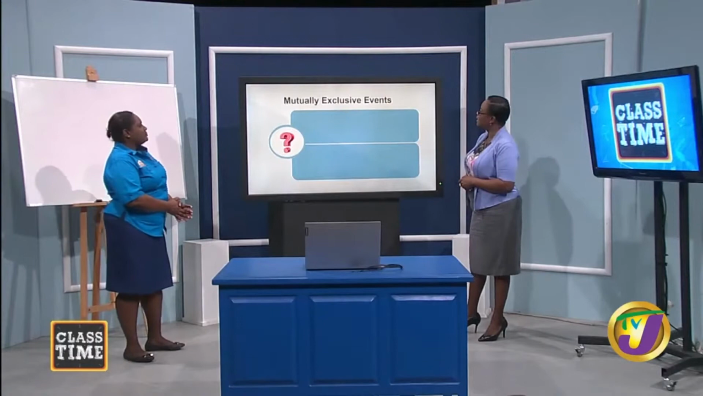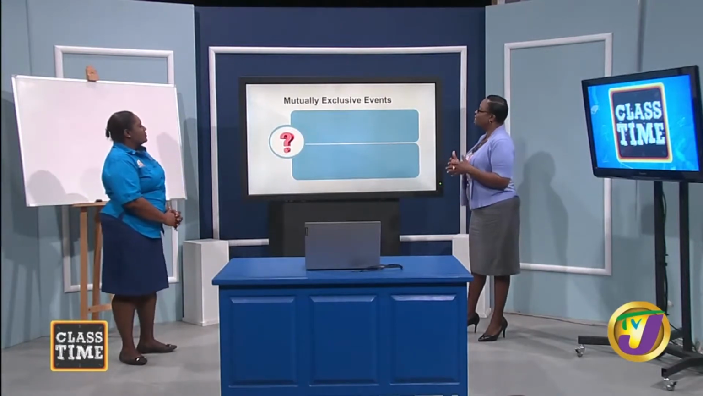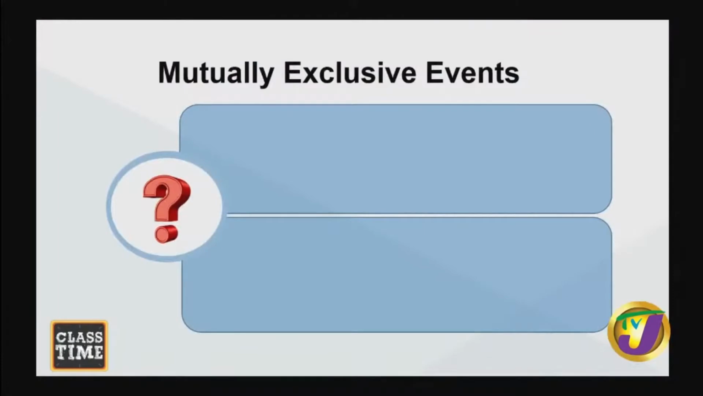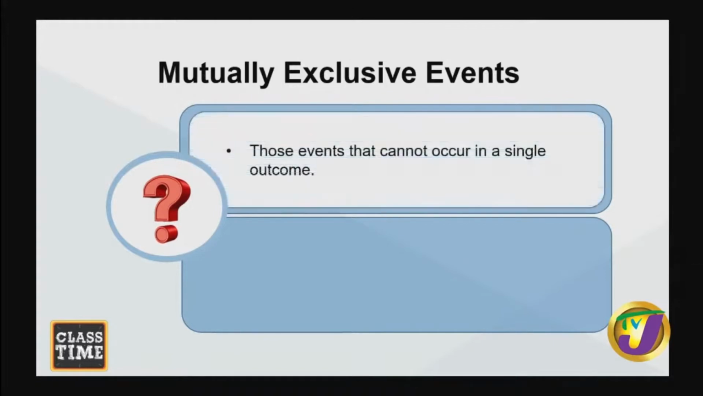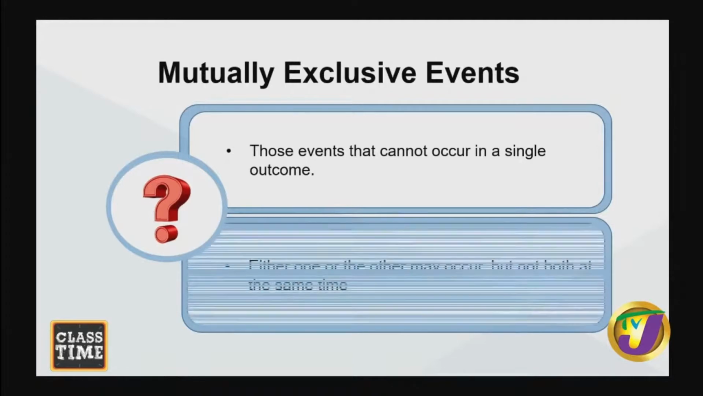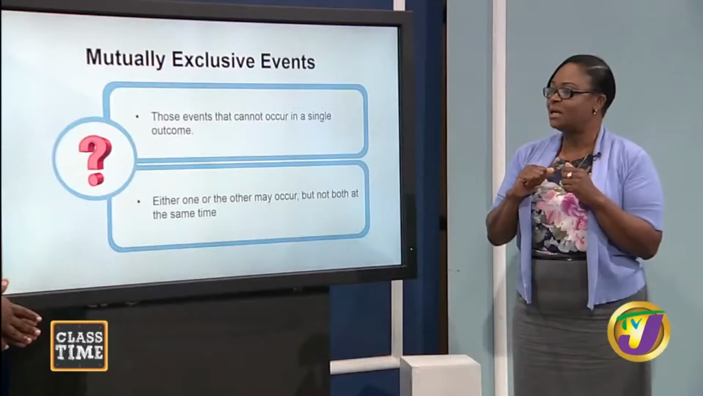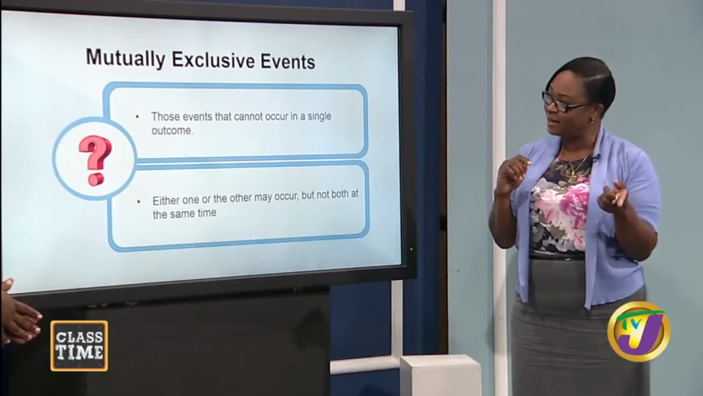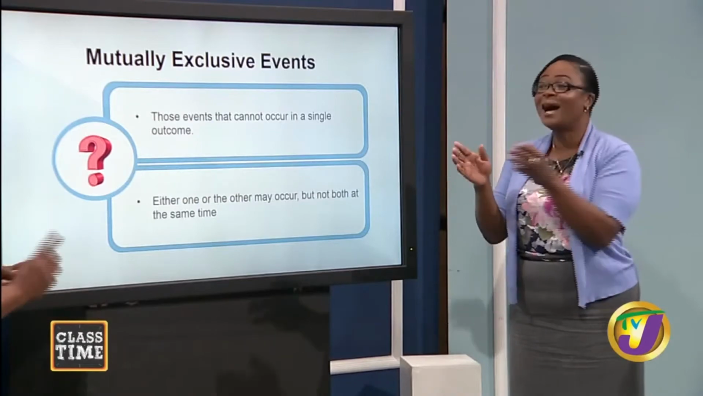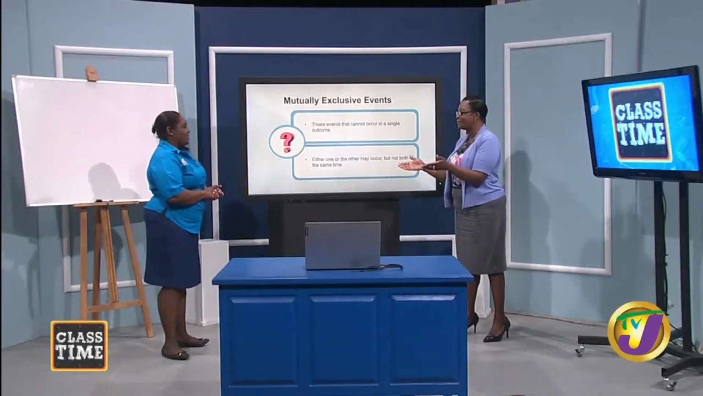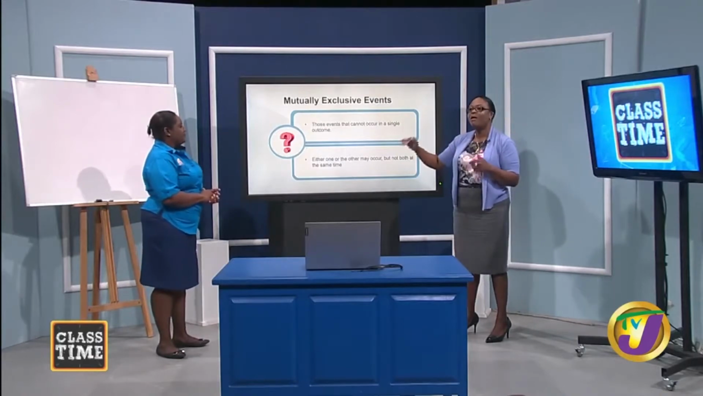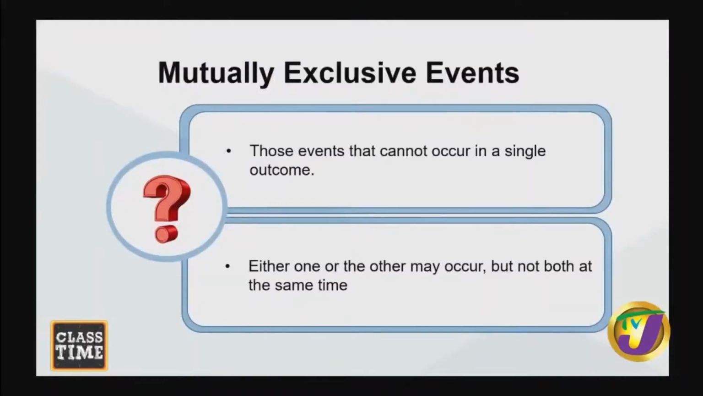All right. So mutually exclusive events, this is what we'll look at. And what are mutually exclusive events? Those events that occur in a single outcome. Either one or the other may occur, but not both at the same time. When you toss the coin, you can either get the head or the tail, but you can't get heads and tail at the same time. That event is one that we call mutually exclusive events.